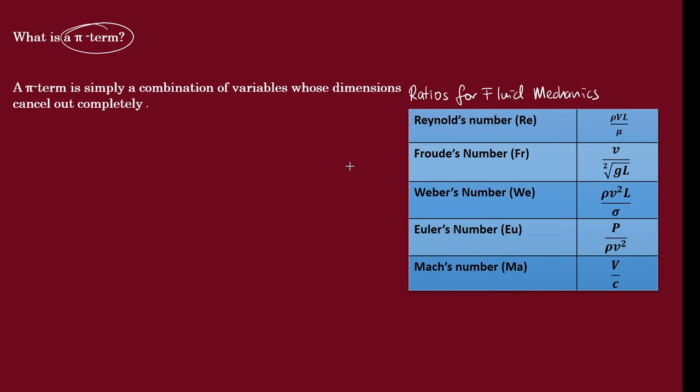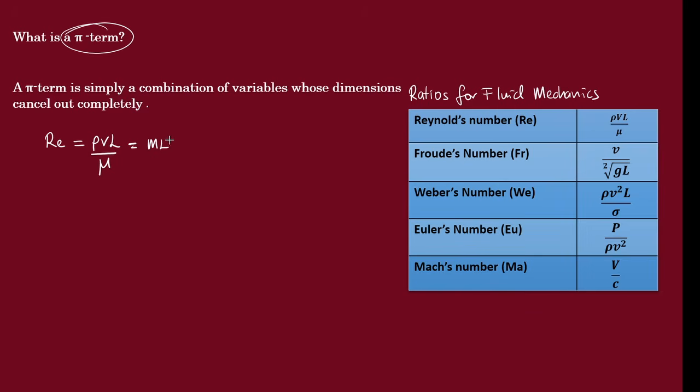These are ratios of forces, and because they are ratios of forces, they're going to end up being dimensionless. So let's quickly show that some of these are dimensionless in the first place. Looking at Reynolds number, you know that it is the ratio of the inertial force to the viscous force. So that's rho VL over mu. So where is the mass density?